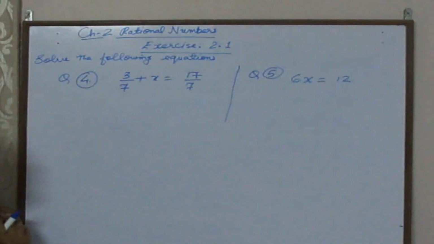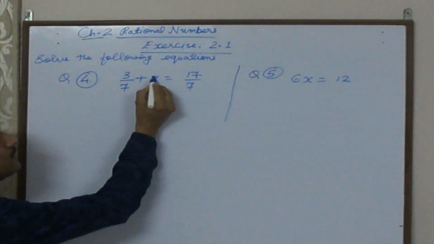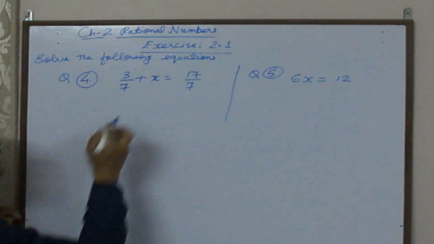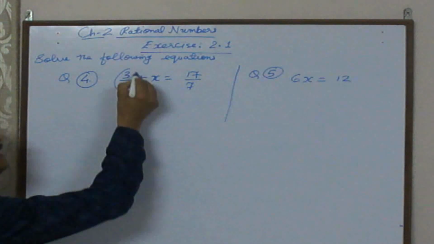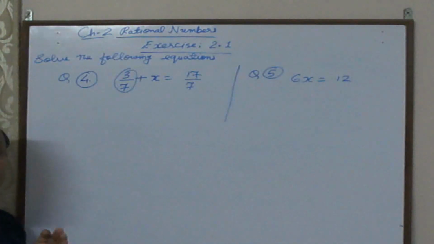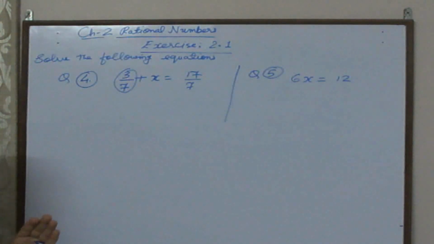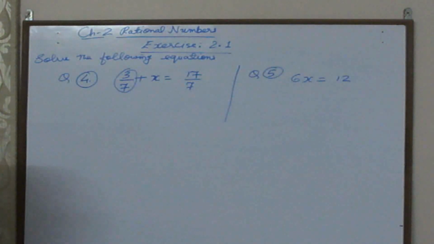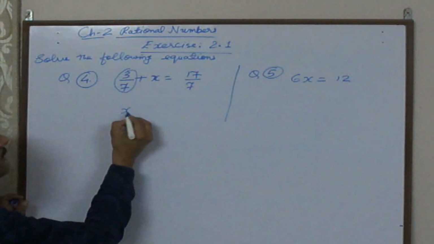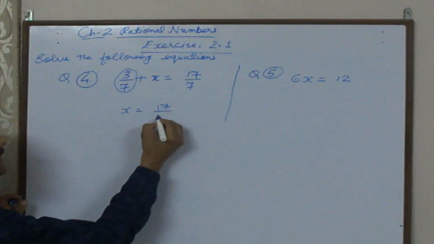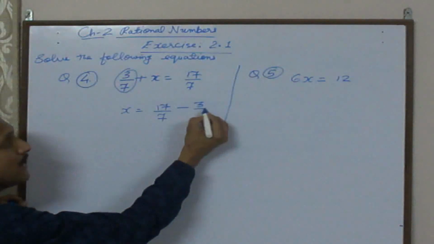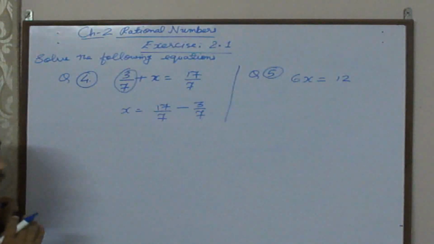Now let us do question number 4. Here again we have to find the value of the variable x. So how to find the value of the variable? We have to again transpose 3 by 7. Not only integers or whole numbers and natural numbers, we can transpose rational numbers also to the other side with change of sign. So x equals 17 by 7, transposing 3 by 7, minus 3 by 7. It will change the sign again here also.